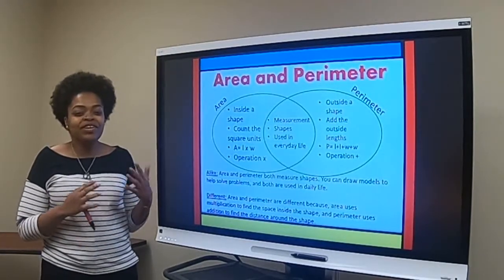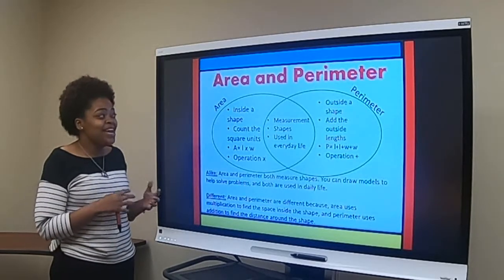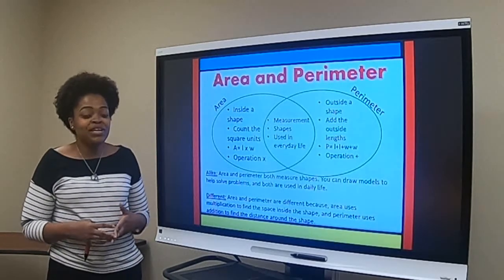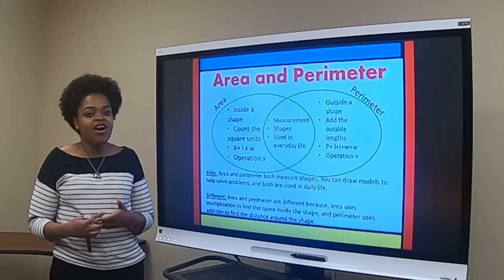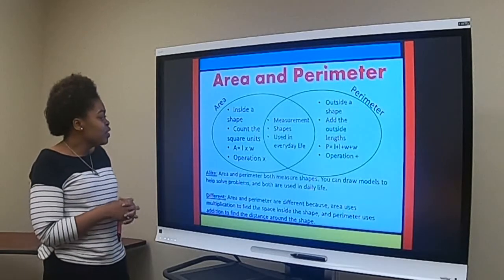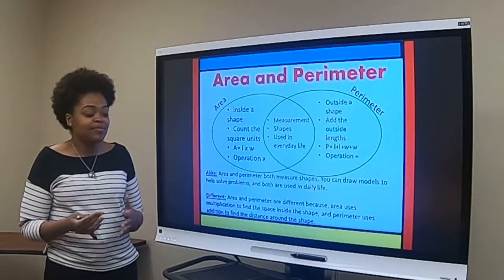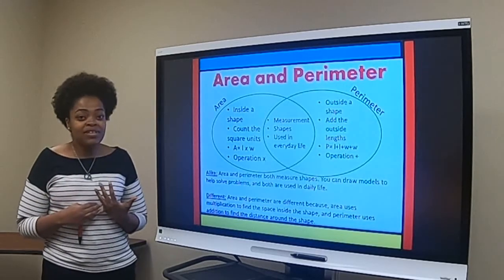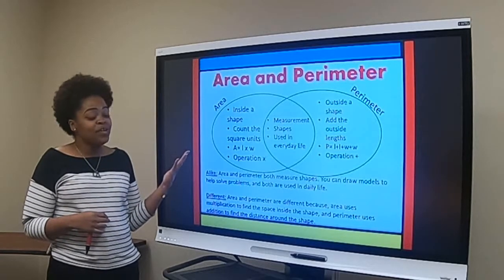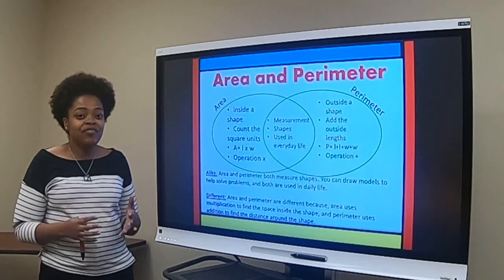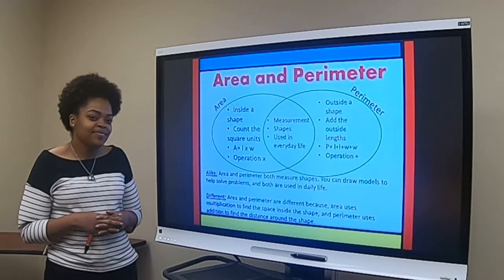Now let's review everything that we've learned about area and perimeter. We can now tell the difference between area and perimeter, how they are alike and how they are different. They are alike because they both measure shapes. You can draw models to help you solve word problems, and we use both area and perimeter in everyday life. How do you think they are different?